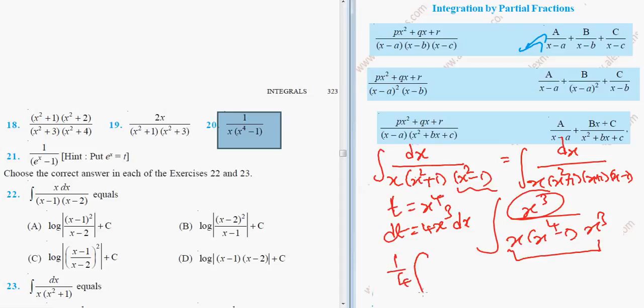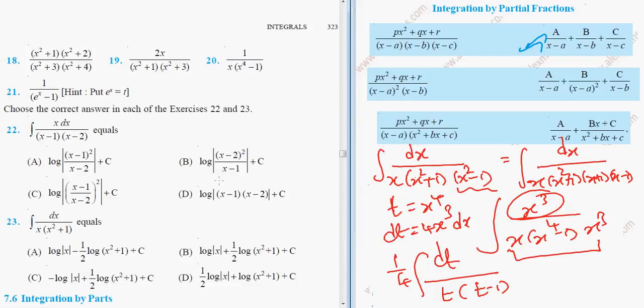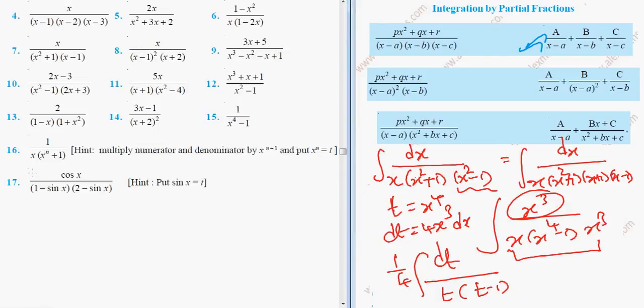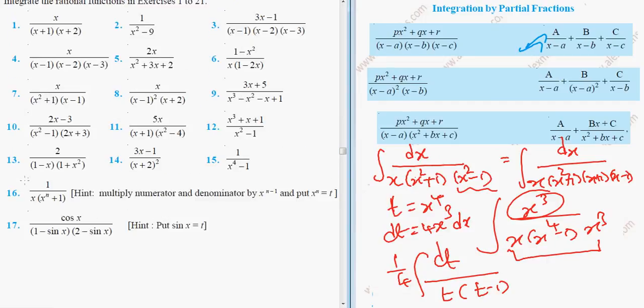So 1 by 4 into dt by t into t plus 1. Now I can go for partial fraction. So you should give the smart substitution so that it makes the problem easier. Instead of doing a very big procedure, we can do it in a simple way. And one more thing, if this is t, then the numerator will become minus dt and continue. And even this is similar.